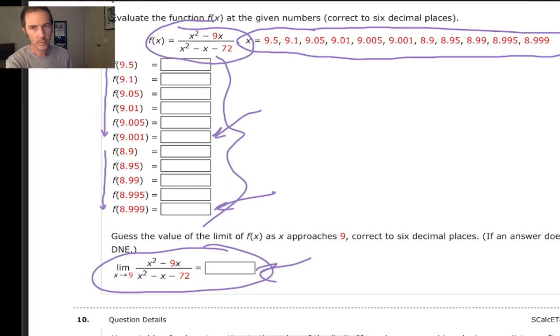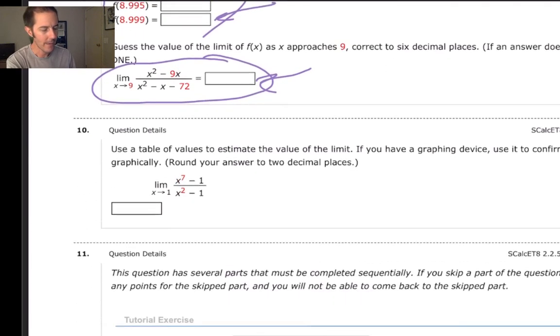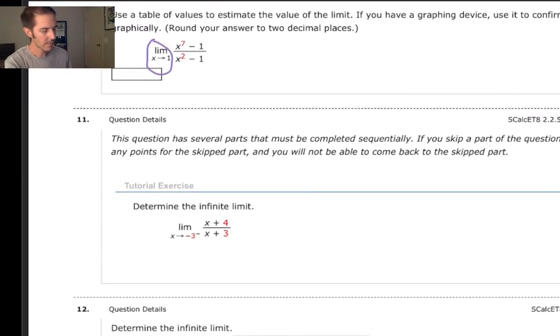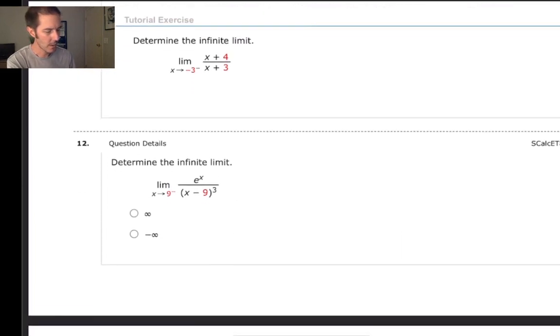I've used 2 values on the low side, 2 values on the high side. See if you're trending toward the same y value. If they're trending toward the same y value as you approach from the left and as you approach from the right, then type in whatever y value it's trending toward, and that will be your answer for the limit. Number 11 is a tutorial problem, so that's going to be an interactive problem when you're actually online doing it.